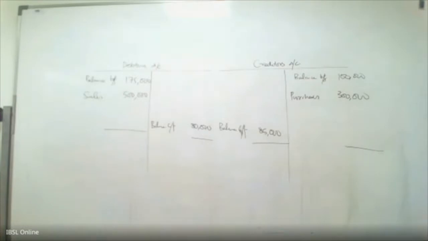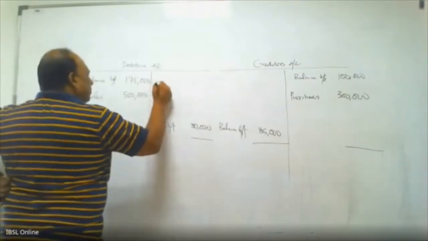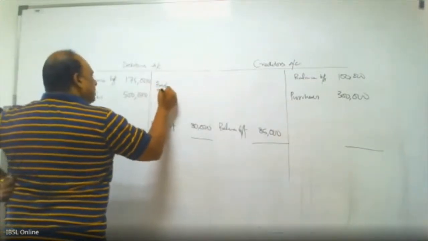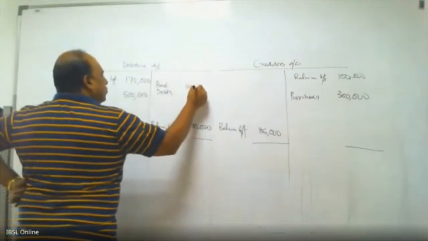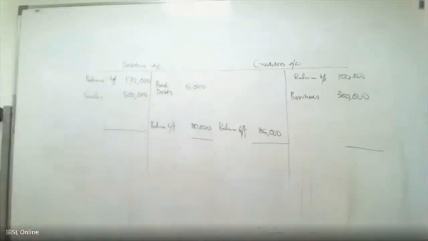Now they say bad debts written off during the year. What do you mean by that? During the year, they know that one of their debtors is not going to pay, so they have to remove it from the books. So they have debited bad debts and credited debtors 5,000.